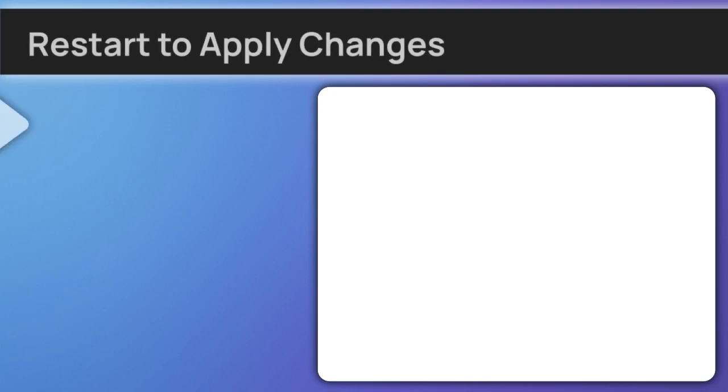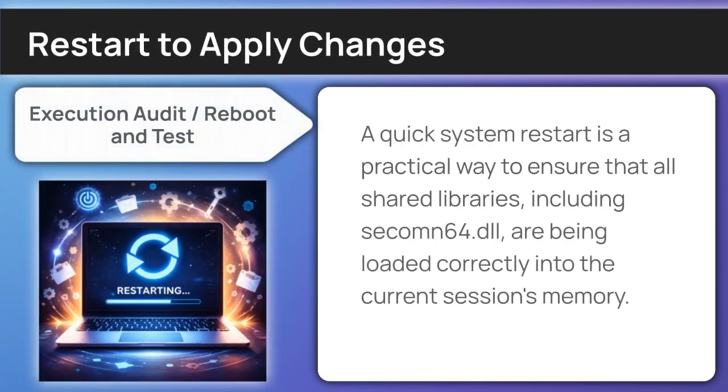A quick system restart is a practical way to ensure that all shared libraries, including secomn64, are being loaded correctly into the current session's memory.